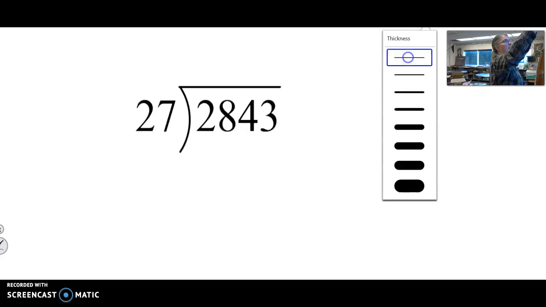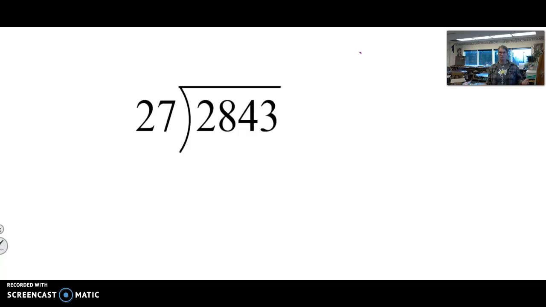Okay, so first thing we're going to look at is just long division with numbers, something you did back in, I don't know, 4th grade, 5th grade. Anyway, let's look at the process, because then we're going to use the same or a similar process for dividing polynomials. All right, so what you do when you're dividing 2,843 by 27, some terminology here.